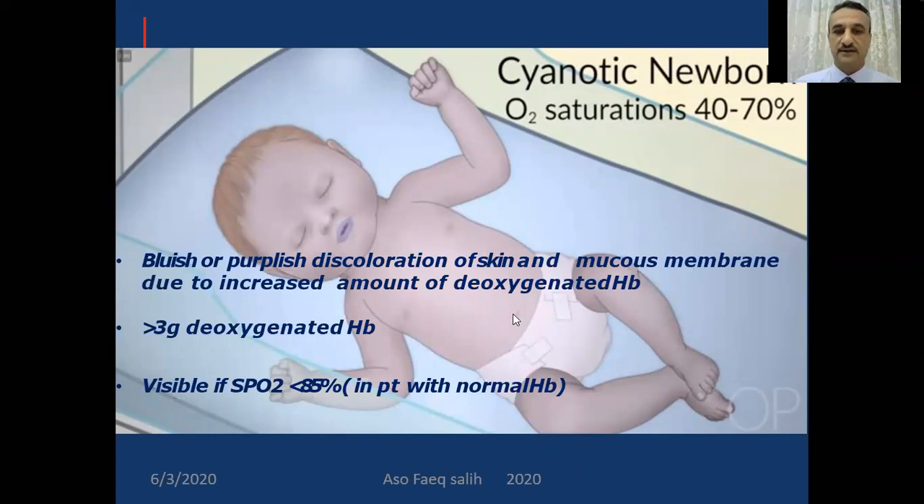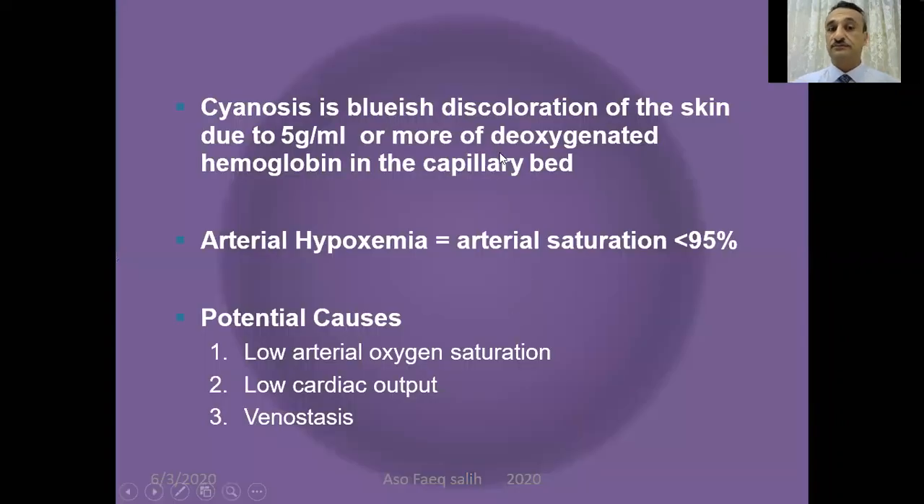Okay. Let's say if you have more than 5 grams, you can see it very clearly. And what is arterial hypoxia? It means the saturation is below 95, as I told you. And what are the potential causes of desaturation? It is either a low arterial oxygen saturation, meaning the arteries are desaturated, or you have low cardiac output.